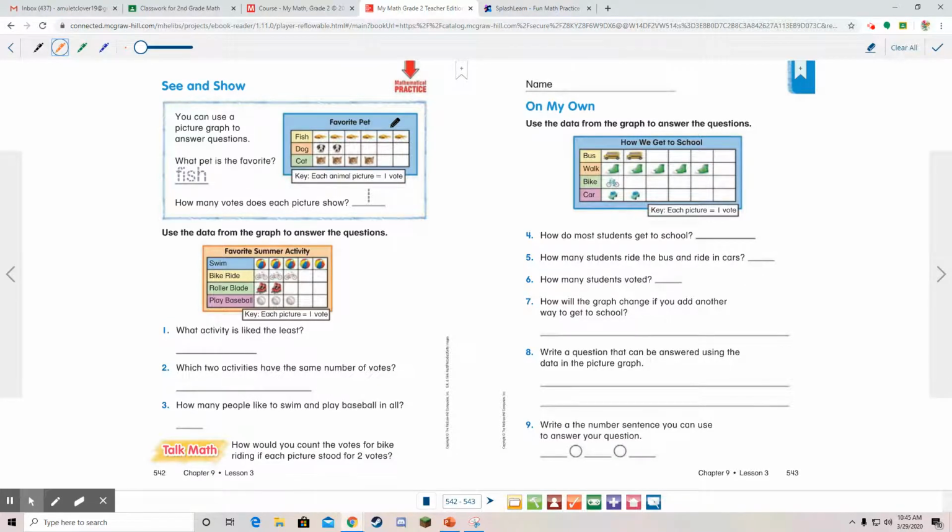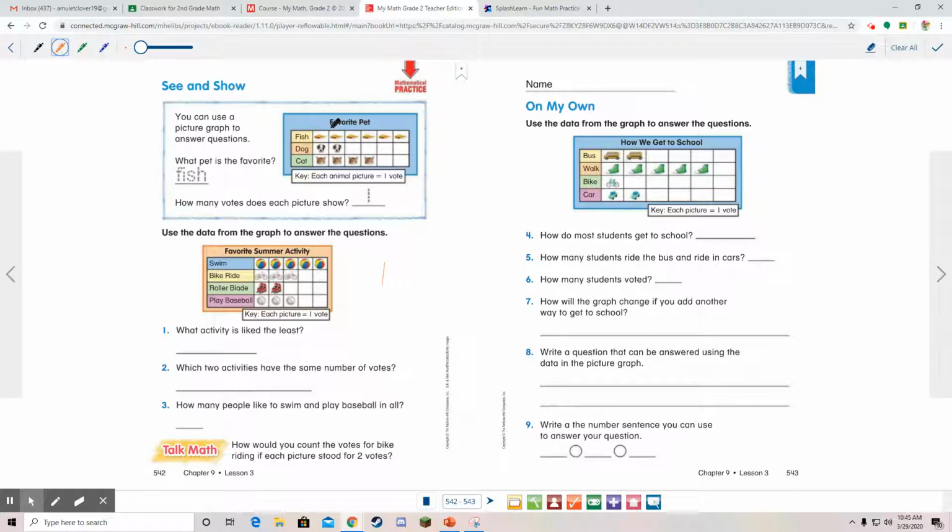Hey boys and girls, today we're learning about picture graphs. So picture graphs, instead of using tally marks, use pictures to describe votes. So this is favorite pet. How many people voted for goldfish? Each animal picture is one vote. Sometimes a picture could be two votes, but each picture is one vote.